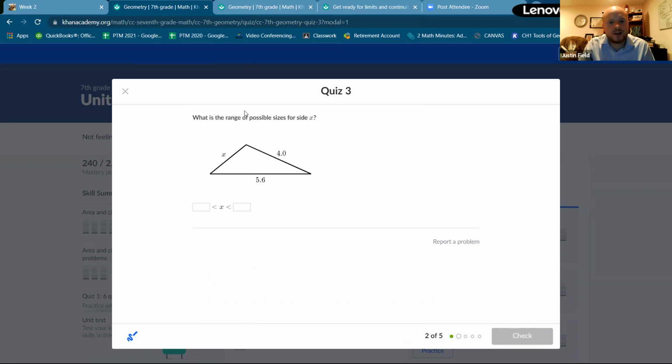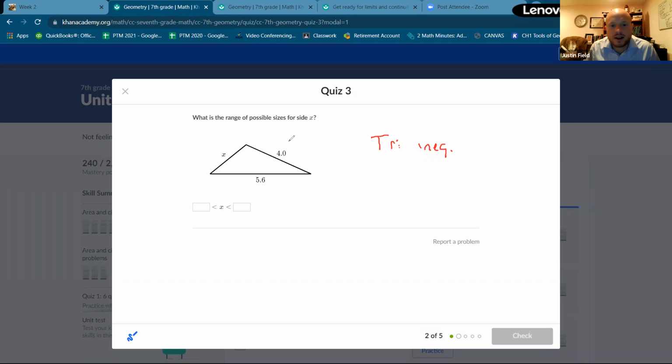This triangle. Okay, so you might not know, but not all three number pairs can form a triangle. There's something called a triangle inequality, and that is if you have A, B, and C are sides of a triangle, any two sides of the triangle, if you add them together, should be greater than the third side. So if I add 4 and 5.6 together, that would be 9.6. So that means that this side has to be shorter than 9.6.